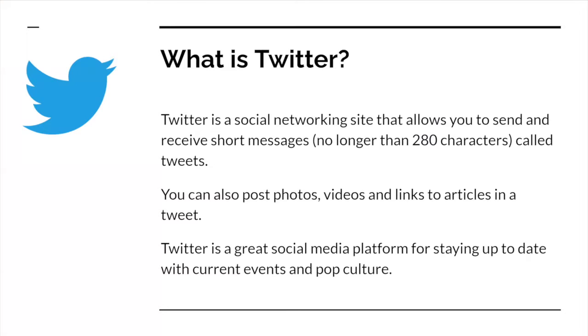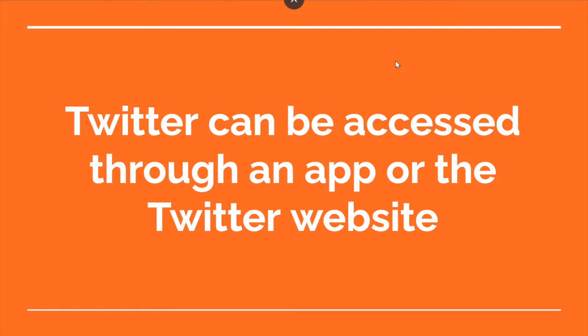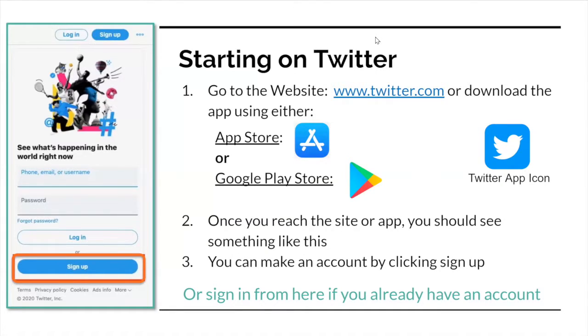Twitter is great for keeping up with pop culture and current events. There's all sorts of ways to find out what's going on in the world. Twitter can be accessed either through an app on your phone or just the Twitter website through your web browser. If you want to get started, all you have to do is go to www.twitter.com, or you can download the app on the App Store or the Google Play Store.